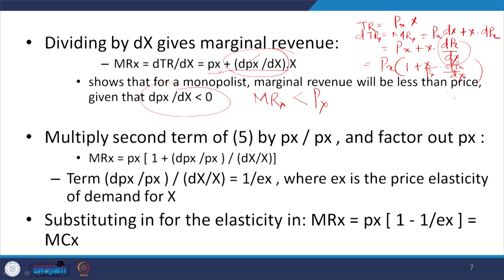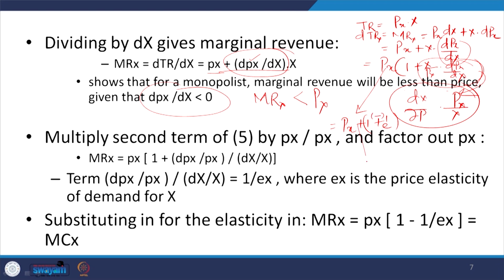Now, look at the term dPx by dx carefully. If we look at it in reverse, dx by dP into P by x, this is nothing but the elasticity of demand, the price elasticity of demand, and here it is just the inverse. So, it means Px times 1 plus 1 upon E, where E is the price elasticity of demand for x. Now, substituting this, we will get the function like this, since elasticity of demand is by virtue negative.